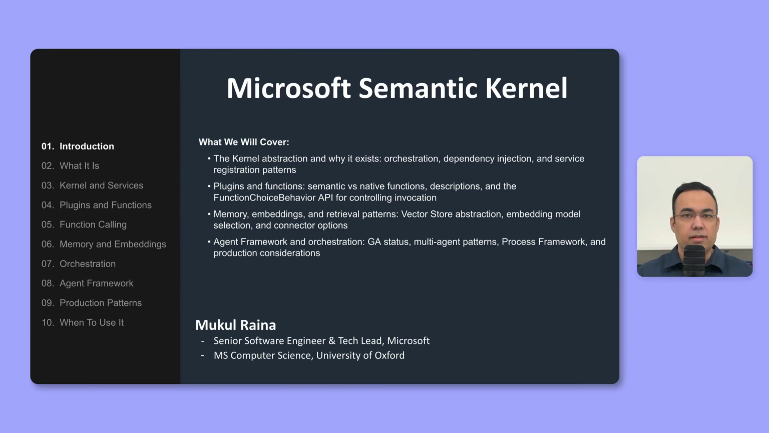AI agents sit at the intersection of deterministic code and non-deterministic large language models. Your application needs to call databases, invoke APIs, and execute business logic with predictable behavior. However, the large language models focus on reasoning about user intent, selecting the right functions, and generating coherent responses. So these are two different worlds that need to bridge together.